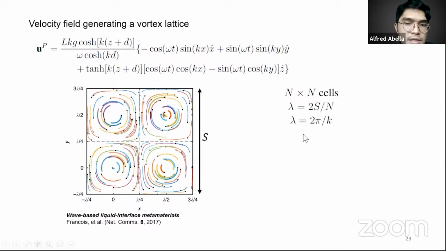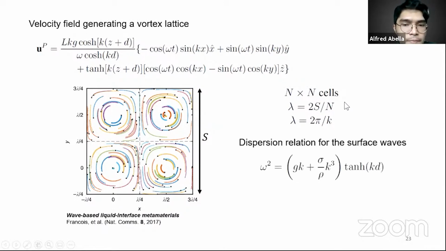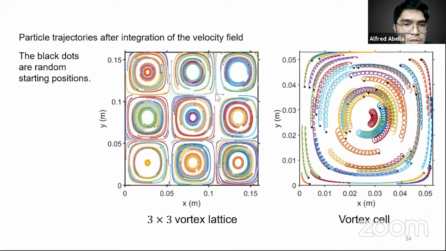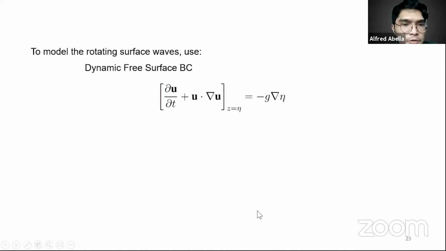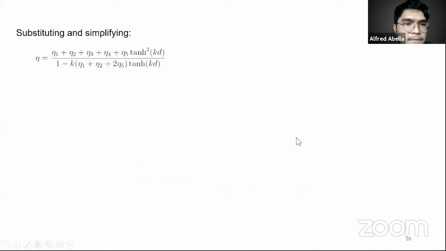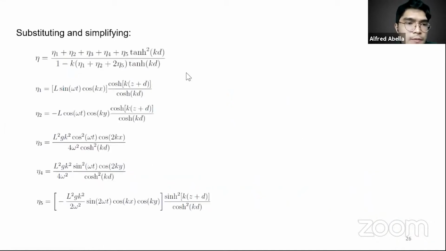To generate N by N cells, we have to take note of the lambda again, which is this quantity here, and the dispersion relation. And for this image here, the black dots are the random starting positions. And after integration of the velocity field, we will get these patterns. Now to model the rotating surface waves, we again make use of the dynamic free surface boundary condition. And then we obtain this eta, which is the wave height.